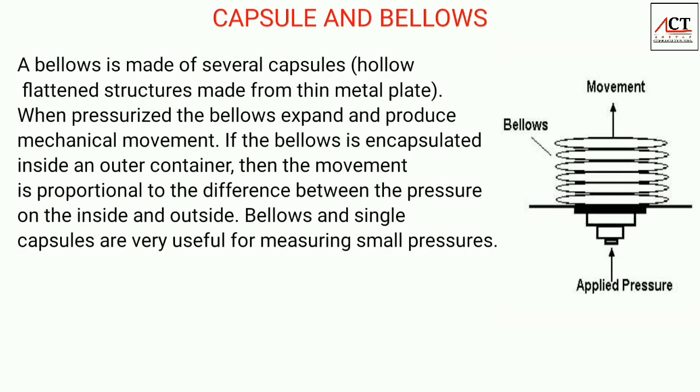The next is capsules and bellows. A bellow is made up of several capsules. The capsule consists of two circular shaped convoluted membranes, usually made up of stainless steel, sealed around the circumference. The membrane is attached at one end to the source and the other end to an indicating device or instrument. The bellows element can provide a long range of motion in the direction of the arrow when pressure is applied. Bellows and capsules are used in many instruments and are useful for measuring small pressures. When pressurized, the bellow expands and produces mechanical movement.